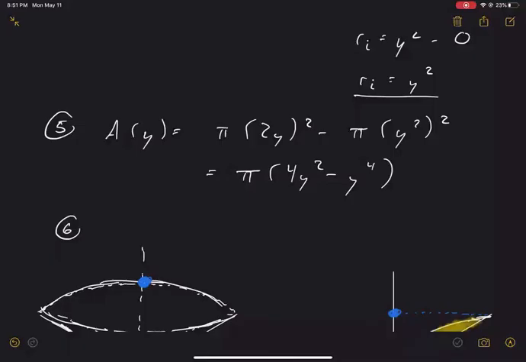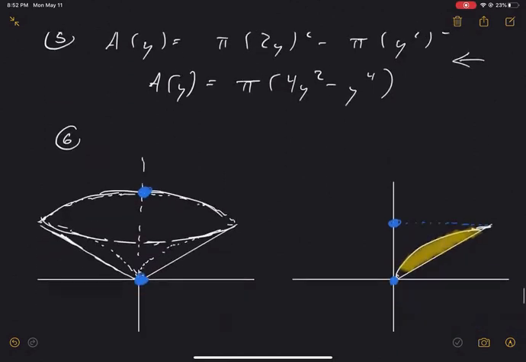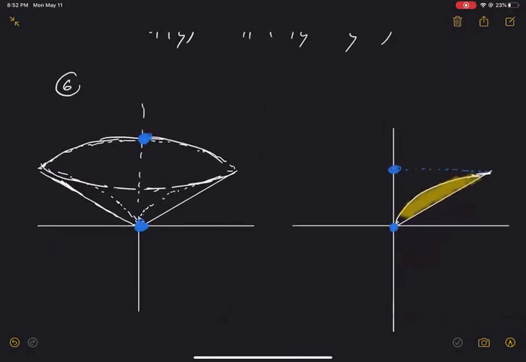So we have our outer radius and inner radius. Those we can plug into our formula to find the area of our cross sections in terms of y. So we have the area A(y) equals pi times (2y) squared minus pi times (y squared) squared. Simplifying, A(y) is equal to pi times (4y squared minus y to the fourth). That's going to be our area function. Now let's find our bounds of integration.